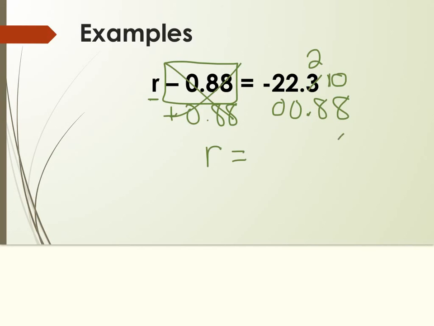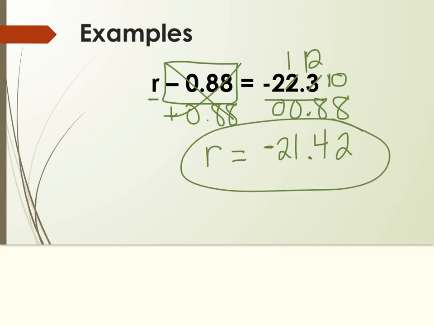10 minus 8 is 2. Then we need to borrow from this 2 to make it 12 minus 8, which is 4. We bring down the decimal. 1 minus 0 is 1, and 2 minus 0 is 2. We take the sign of the larger number, which was the negative 22.3, and we keep it negative. Your answer is negative 21.42.